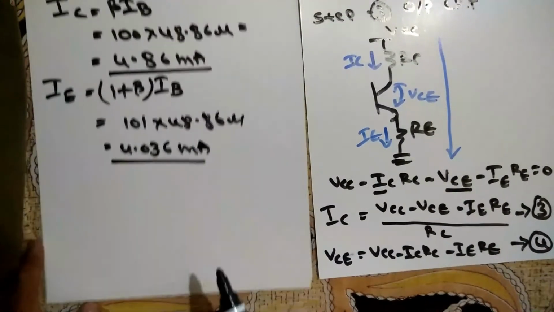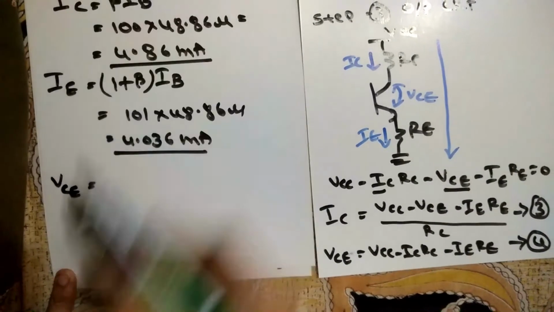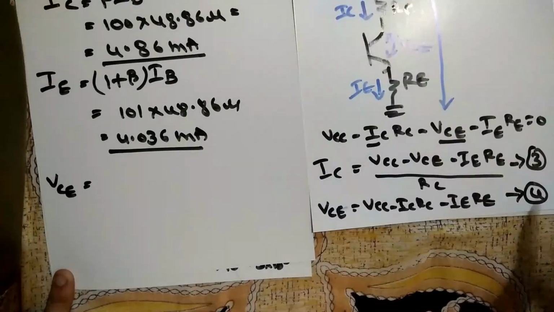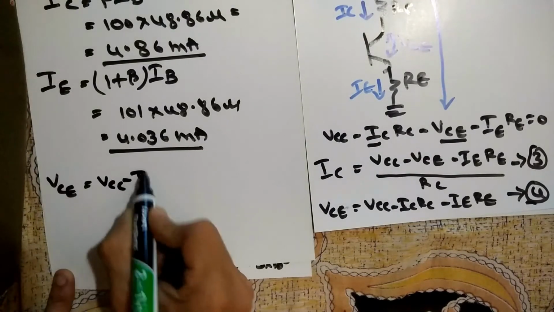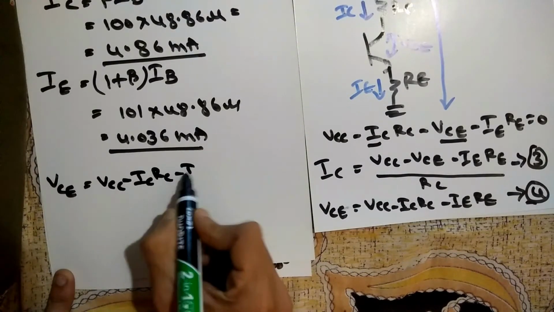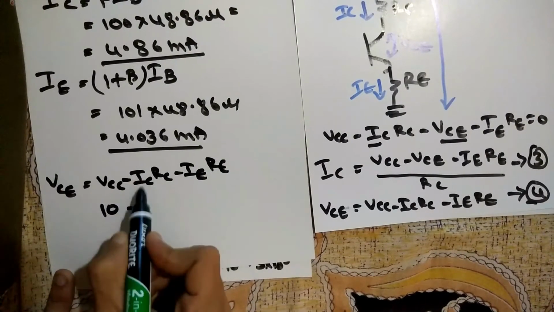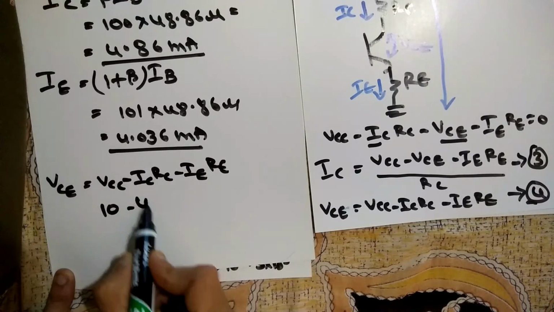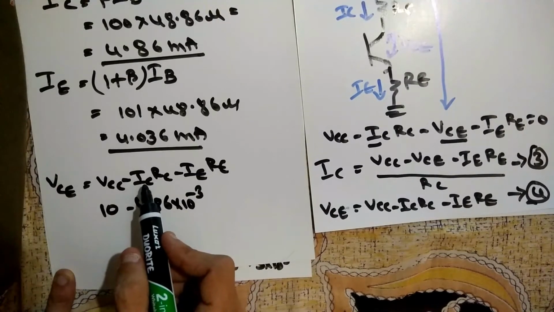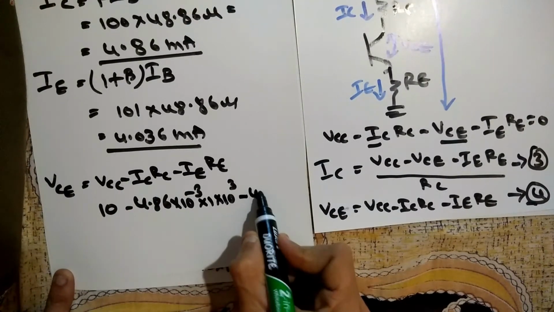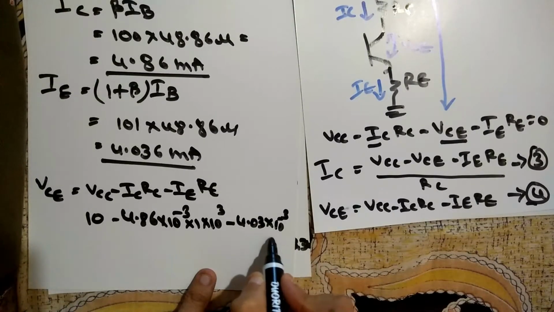If you know that, you can find VCE. Our ultimate aim is to find VCE and IC. IC we found. For VCE, we can use the fourth formula: VCC minus ICRC minus IERE. Apply the values: VCC is 10, minus IC, which is 4.86 milliamps, into 10 to the power of minus 3, RC is given as 1K, and IE we got 4.03 into 10 to the power of minus 3, and RE is 500.